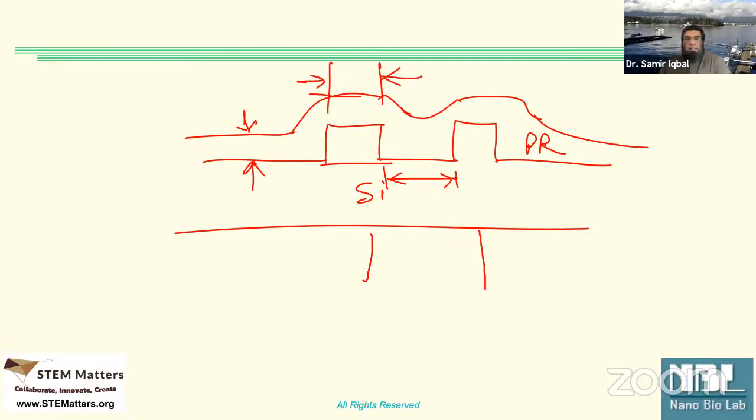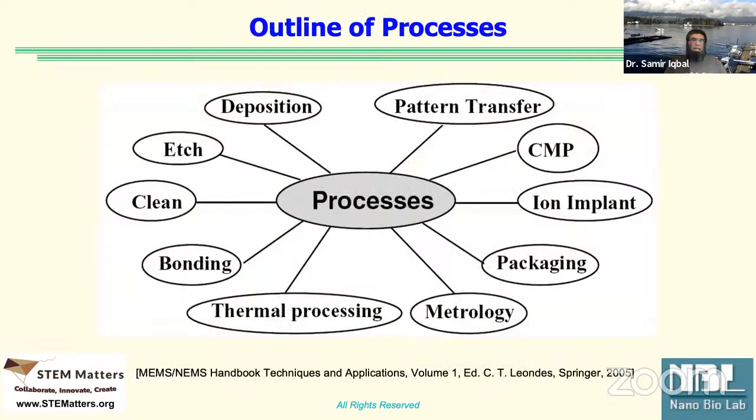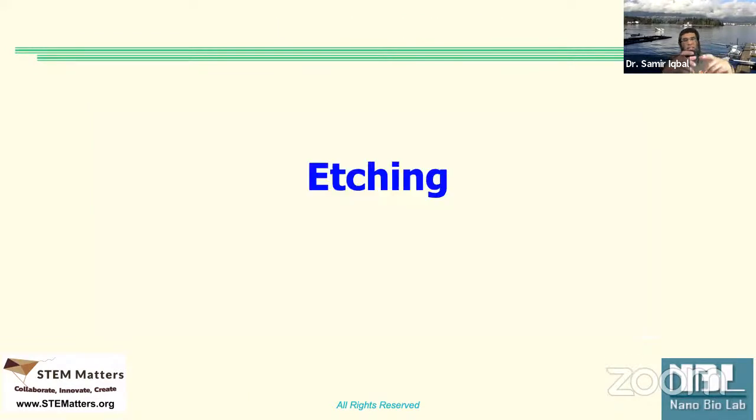Now going back to the figure that I shared at the start, we have transferred the pattern. We do a bunch of things, right? We deposit material, we dope. Now before doping, we have to etch to make a window, right? We saw that before. Etching is a process, ion implantation is a process. So let's look at etching.